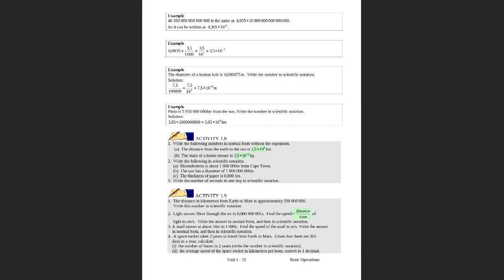Yes, sir. Can you please clarify question activity 1.1, number 7 for me? Okay, no, let's finish with this one, then we'll go back there. Okay, good. It says that a space rocket takes 2 years to travel from Earth to Mars. Given that there are 365 days in a year, calculate the number of hours in 2 years. Yes, Jabulele.